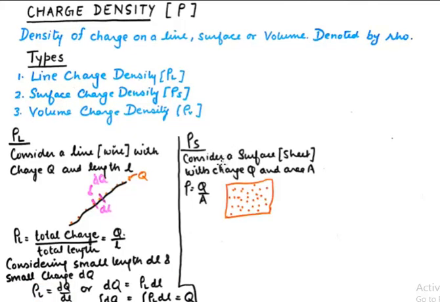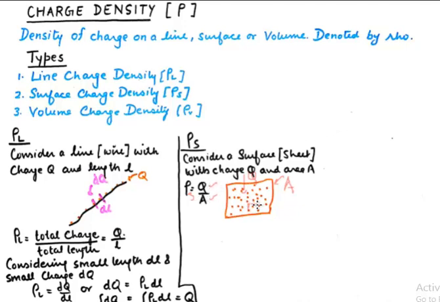On the similar lines, if we consider a surface, we can assume a sheet with charge Q spread all across the sheet, and the total area of this sheet is A, total charge is Q. So rho S will be surface charge density. Rho S will be total charge upon total area.